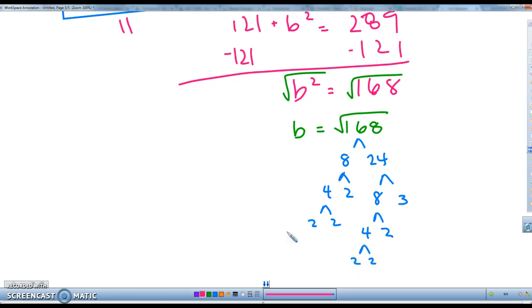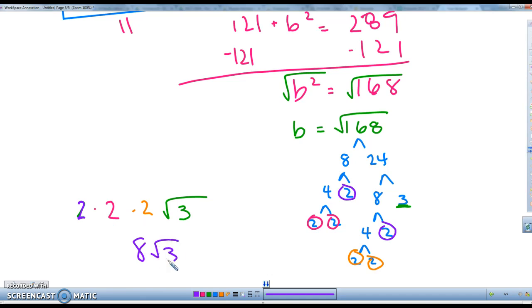I'm going to go through and circle my pairs. That's a pair. That's a pair. That's a pair. And I have a lonely number. So remember, one of each pair comes out front. One of the purple 2's times one of the pink 2's times one of the orange 2's, and my lonely number stays in the radical. Then I multiply out front. 2 times 2 times 2 is 8, and my radical 3.